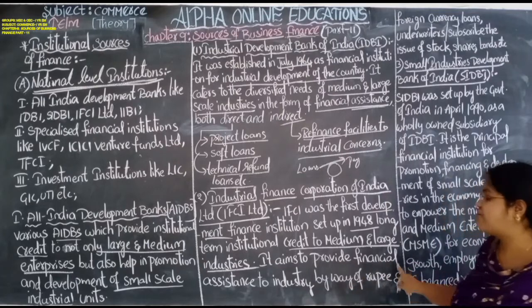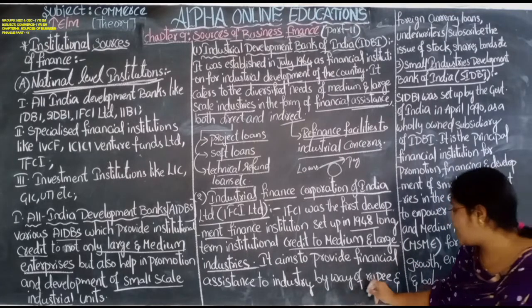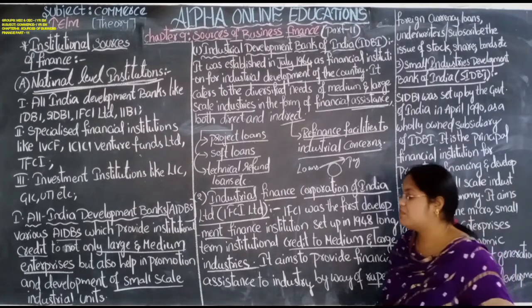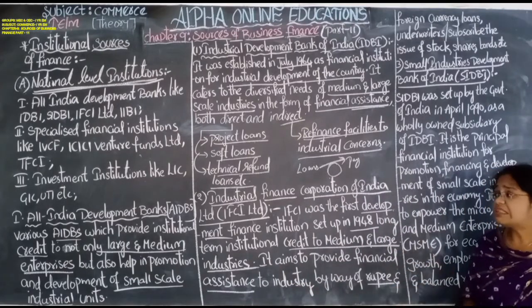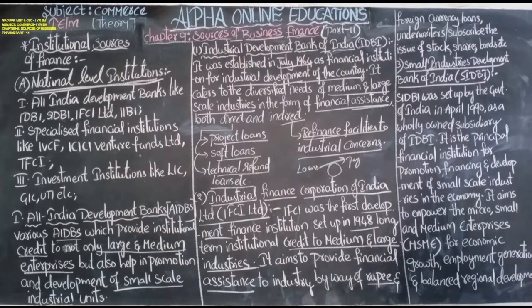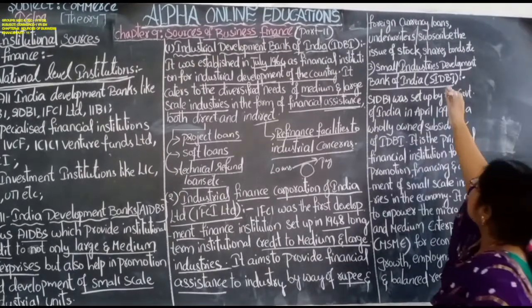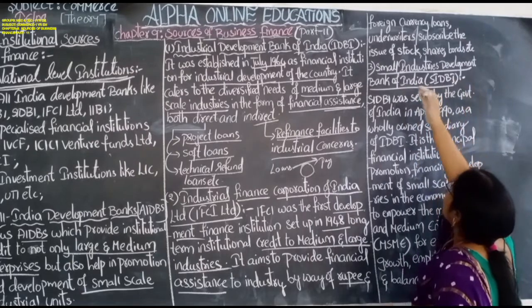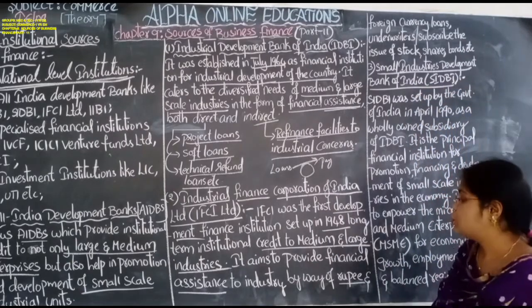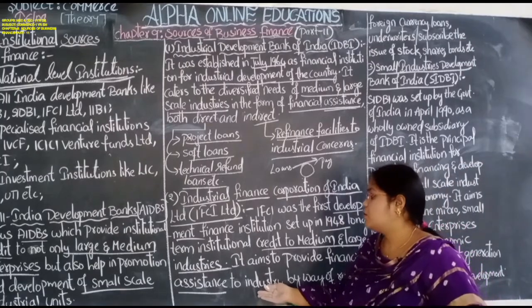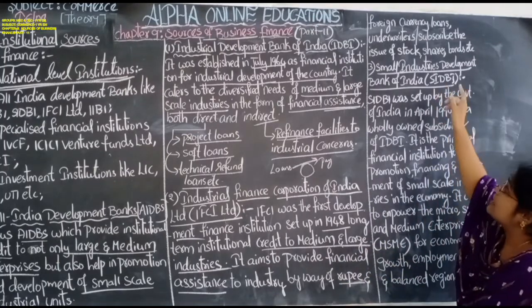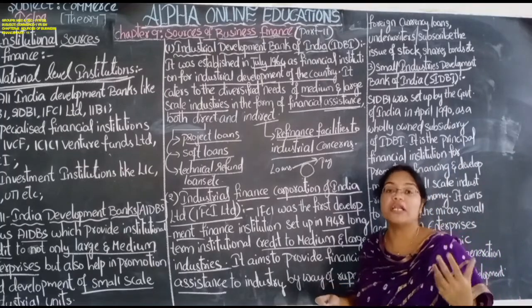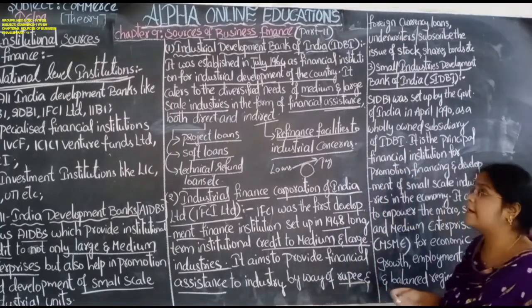Its aim is to provide financial assistance to industry by way of rupee loans. It is providing money, finance, to the industries in the form of rupees, foreign currency loans, underwriting, subscribing to the issue of stock, shares, bonds, etc. It provides money to medium and long term industries in rupees and also foreign currency loans, means in dollars or any other country's currency.